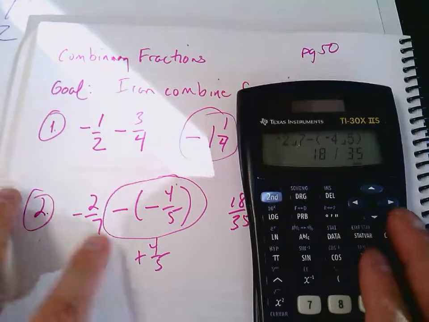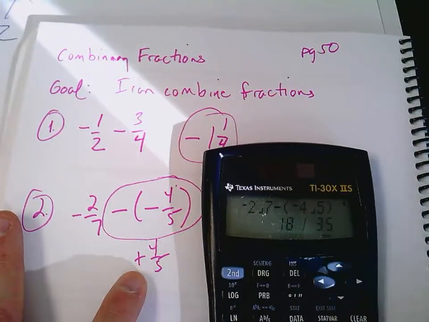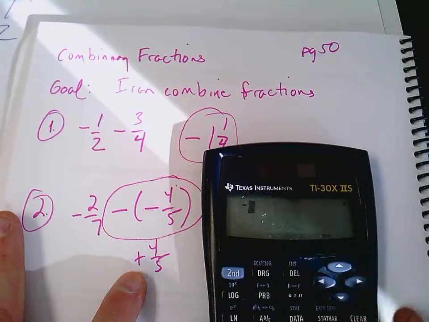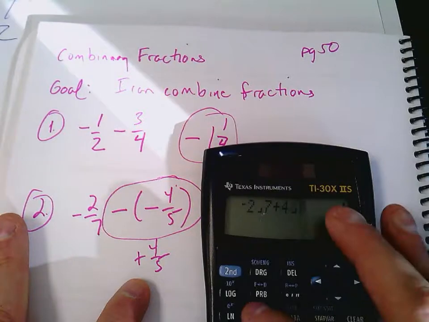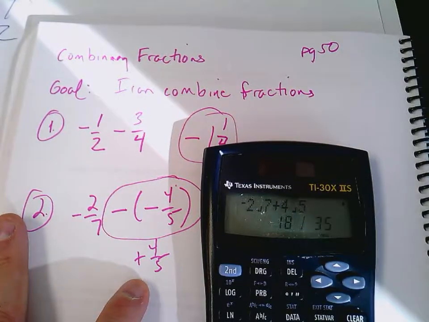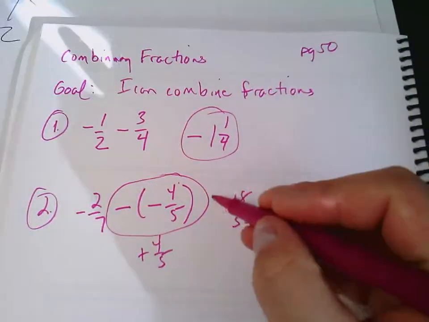Now watch what happens if I do negative 2/7 plus 4/5. Negative 2 ABC 7 plus 4 ABC 5. And you see that we get the same answer. So either one will work.